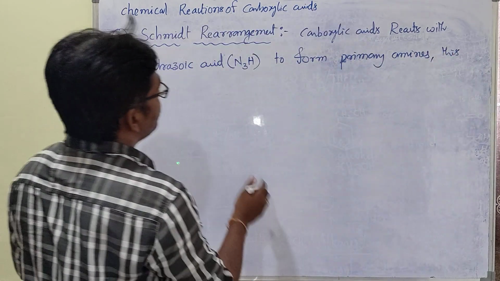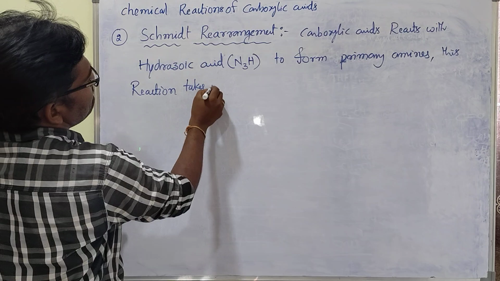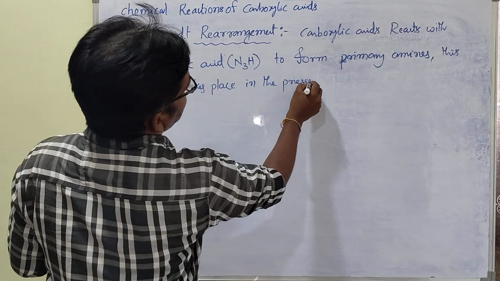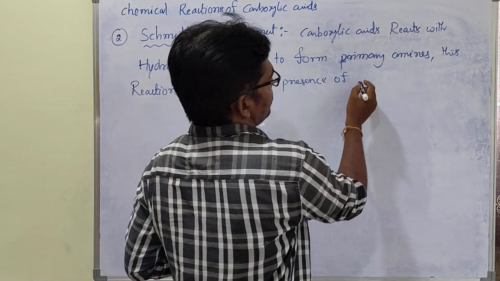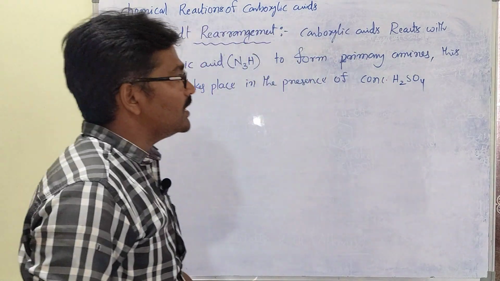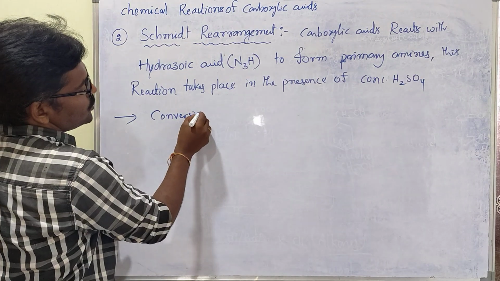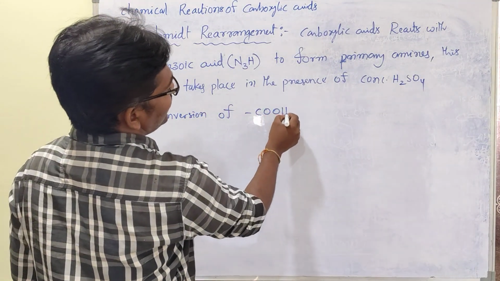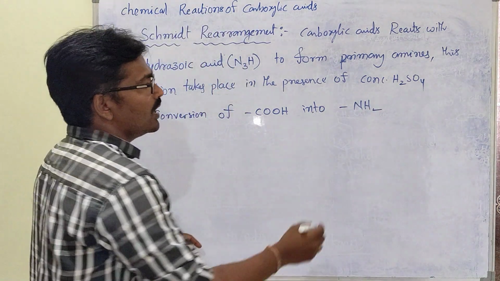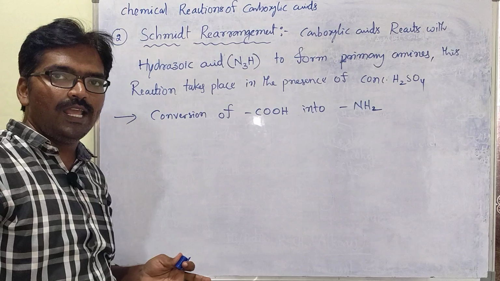This reaction takes place in the presence of concentrated H2SO4. This is the Schmidt reaction. In this reaction, what happens? Conversion of carboxylic acid into an amine, NH2 group. That you have to remember. Schmidt reaction or Schmidt rearrangement, we call it.